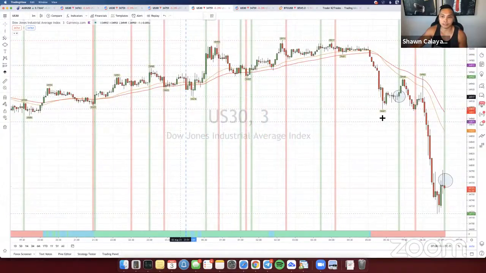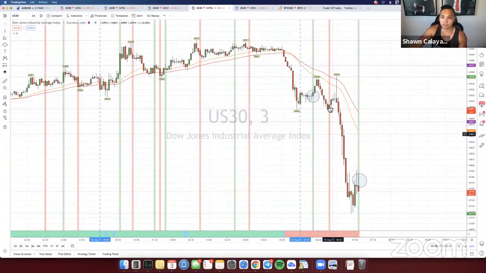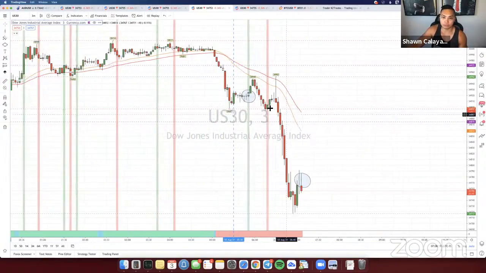So I went from midnight up until 5:30 where US market opened. And you can see this is the highest London got, and then this is the lowest London got. So that's why I have a red line here and a red line here. Obviously, you can see price respected it when we opened right here. So market opened right here.